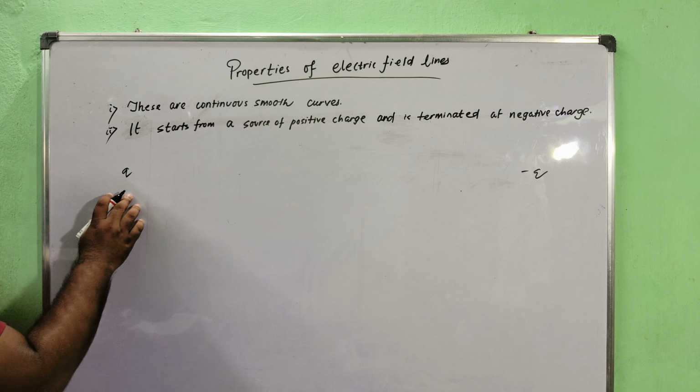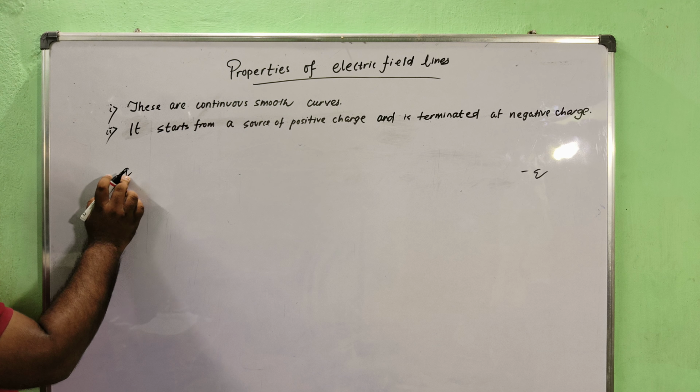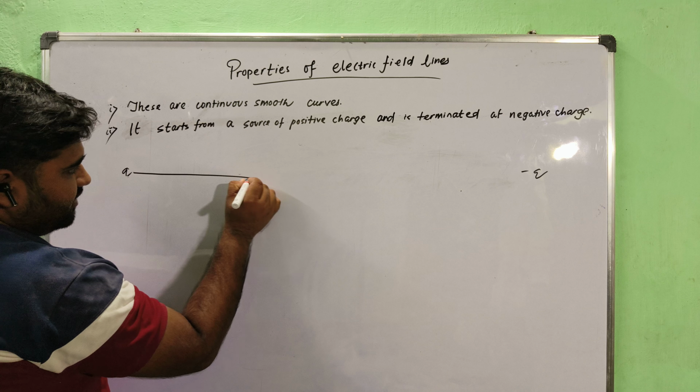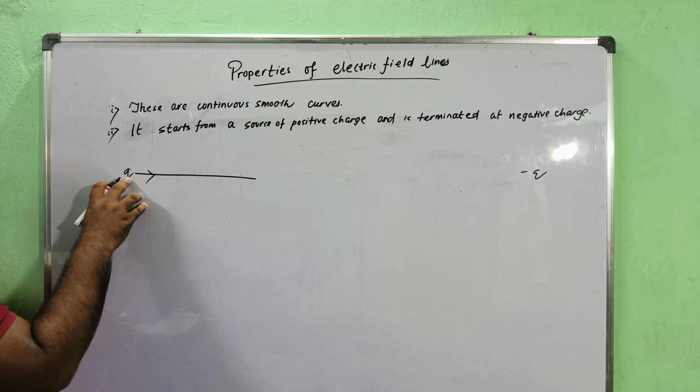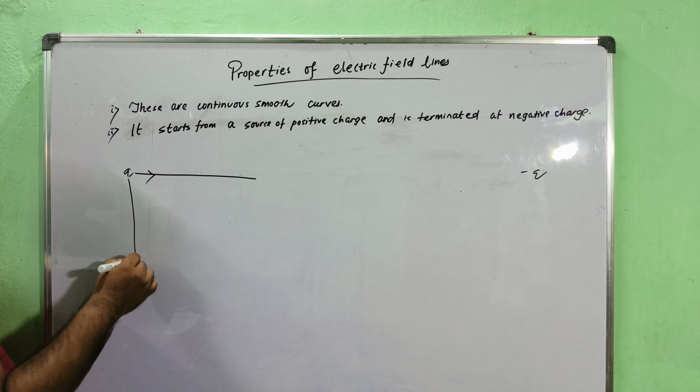Okay, so for this, the electric field line starts from a positive test charge or positive charge and ends at infinity. The electric field line starts from positive charge and ends at infinity. And in the other case, you can say for a negative source of charge, electric field lines start from infinity and end at the negative charge.